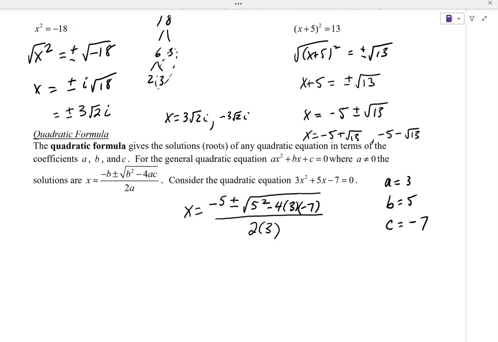All right. Now it's time to just simplify as much as you can. Five squared is 25. Let's see, what do we get? Negative 84 when we multiply those things together. You get 12 times negative 7.